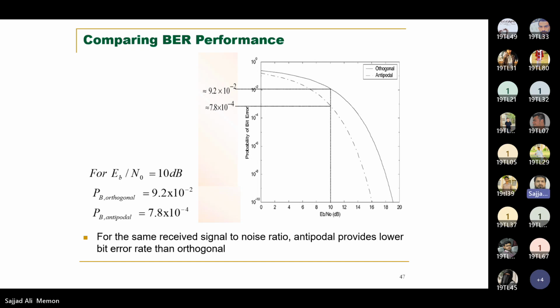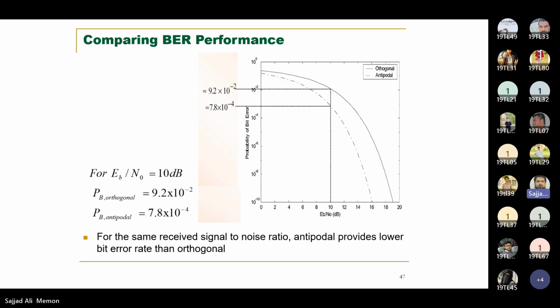For the same EBNR, that is 10 dB, the probability of bit error of orthogonal signals is 9.2 × 10^-2, and the probability of bit error of antipodal signals is 7.8 × 10^-4. So which one is higher? Which one has the higher probability of bit error?